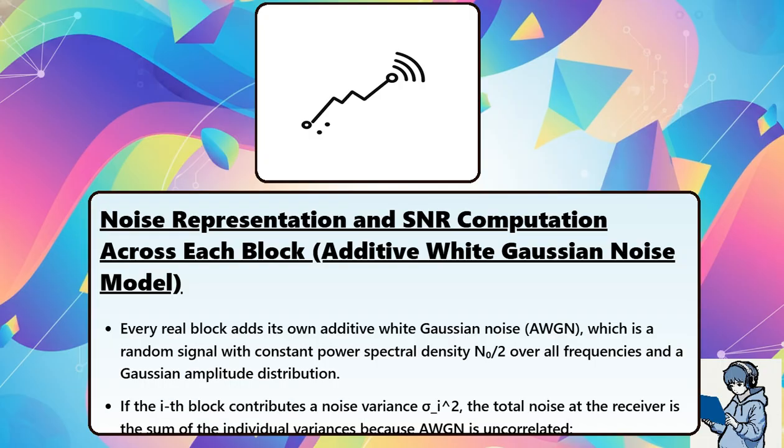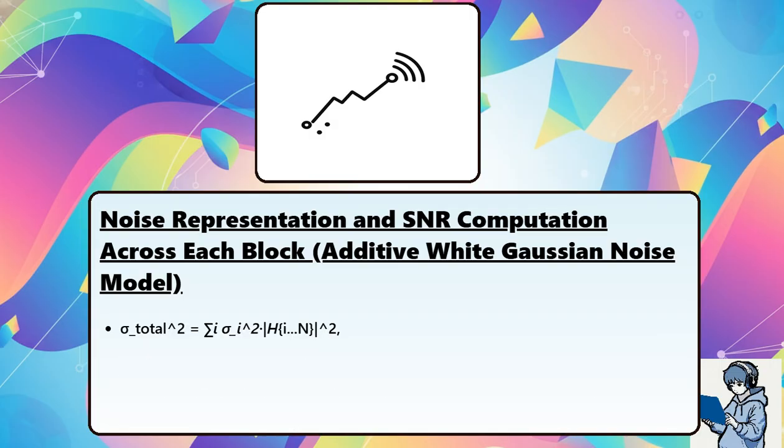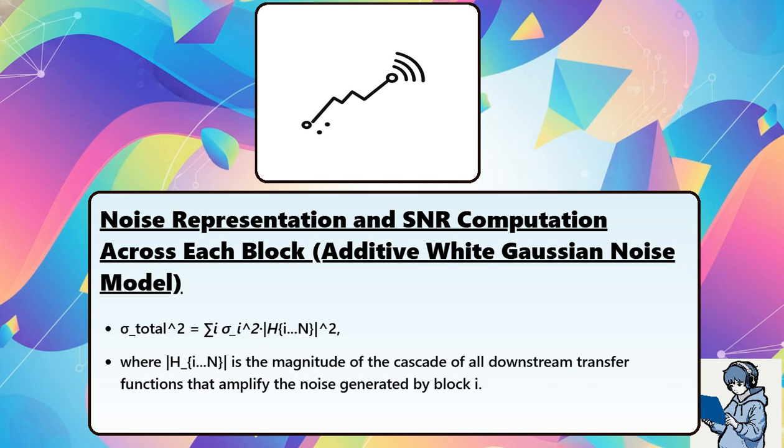If the ith block contributes a noise variance sigma_i squared, the total noise at the receiver is the sum of the individual variances because AWGN is uncorrelated. Sigma total squared equals the sum over i of sigma_i squared times the magnitude of h_i-to-n squared, where h_i-to-n is the cascade of all downstream transfer functions that amplify the noise generated by block i.